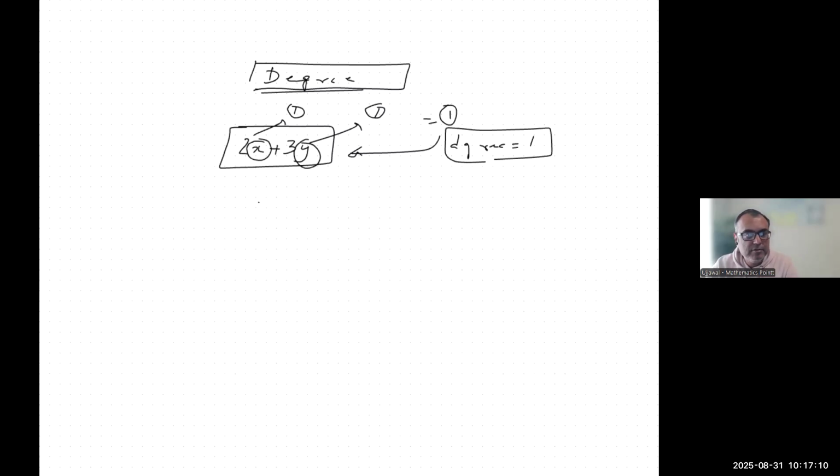Now I have 2x squared plus 5x plus 3. And mind you, before that, the expression that has got degree 1 is called a linear expression. So remember that whenever someone says linear, it is a degree 1 expression.